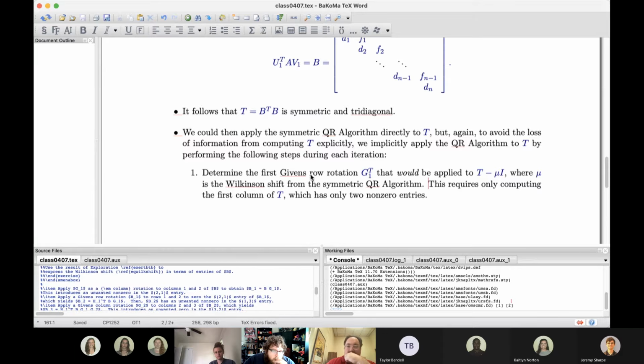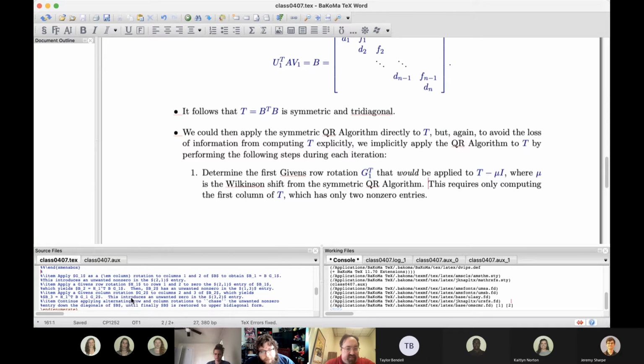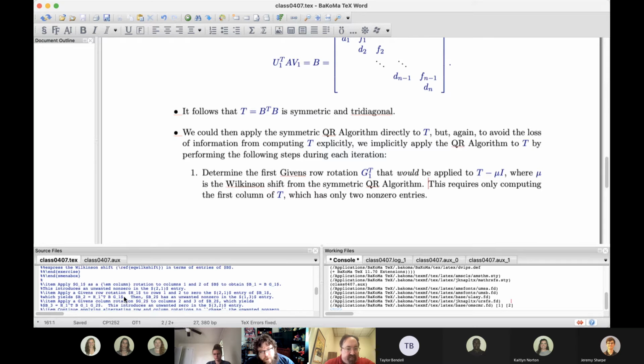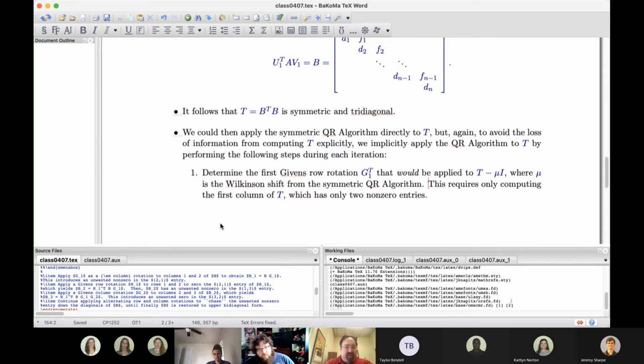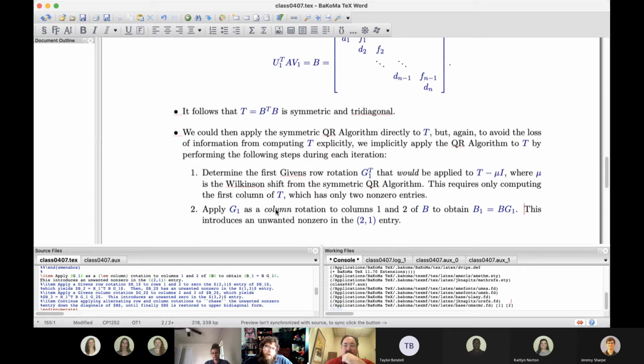Okay. So what we do is we figure out, if we were going to apply the symmetric QR algorithm to T, therefore compute the QR factorization of T minus the shift, what would the first Givens rotation be? So we'll go ahead and compute that. We'll call that G1 transpose. Okay. Then what we do is we don't form T and apply G1 to it. We apply it as a column rotation to B.